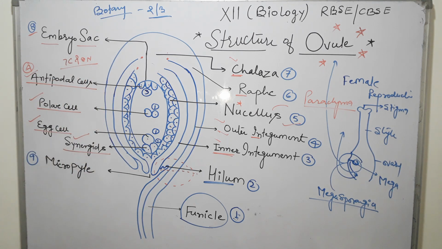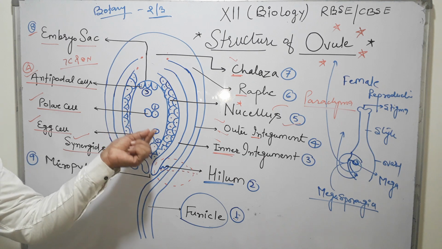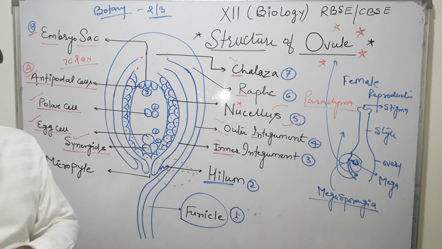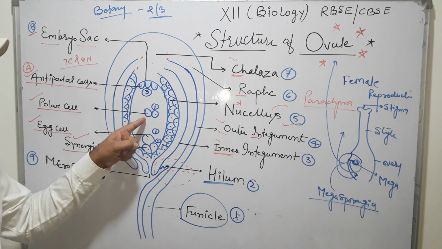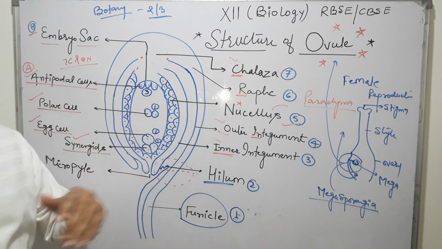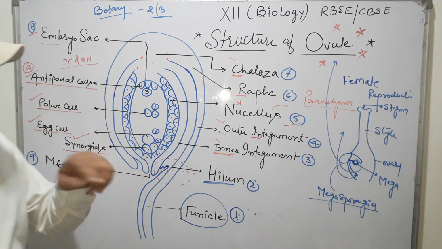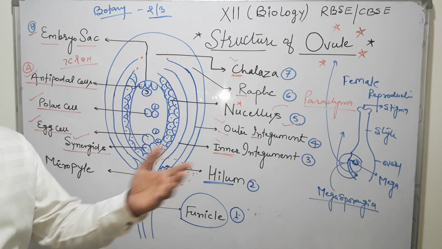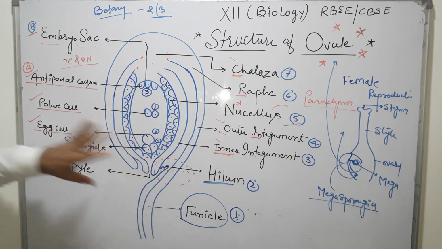So it is the embryo sac. Function of embryo sac. In the embryo sac, the egg cell and the polar cell are very important parts. Egg cell fuses with the first male nuclei or first male gamete and then develops into the zygote. And polar nuclei fuse with the second male gamete and then develop into the primary endosperm. This primary endosperm provides nutrition to the seed and then the embryo. So it is about the embryo sac.